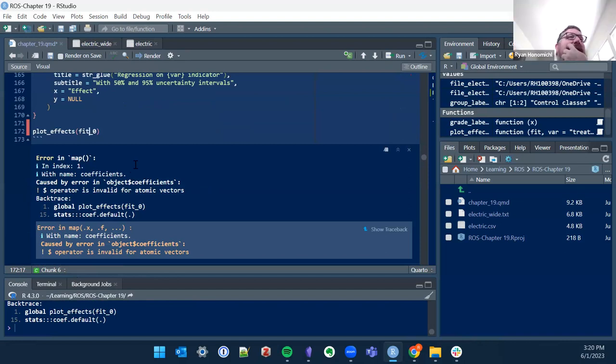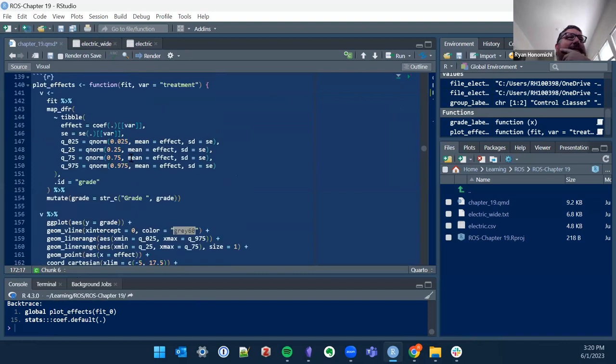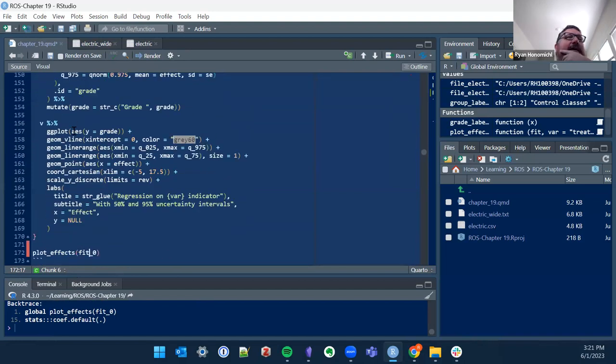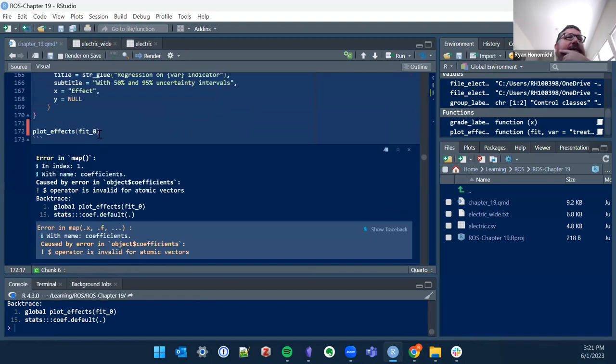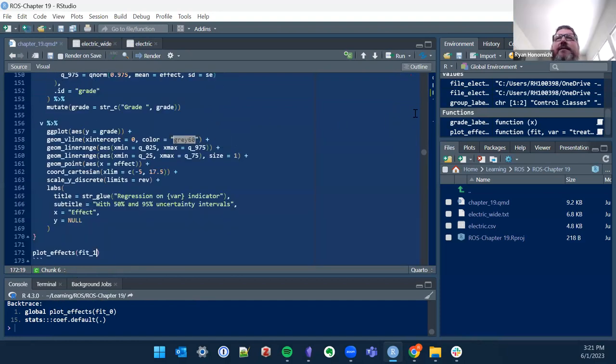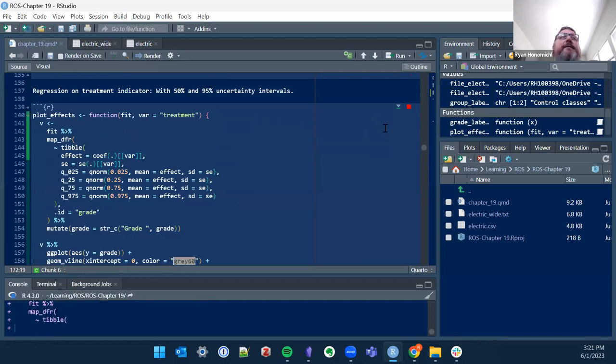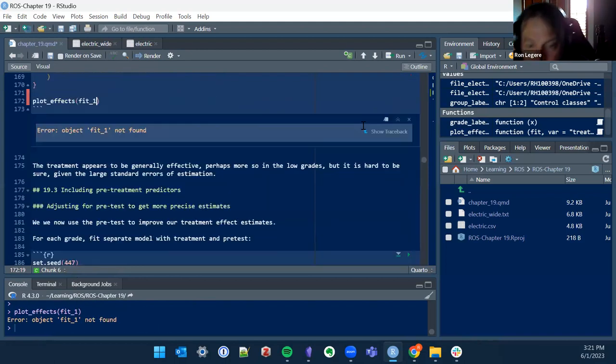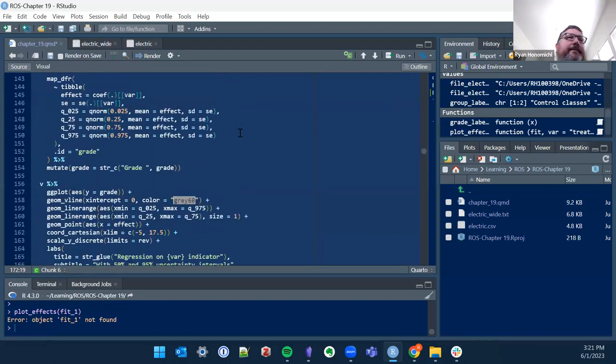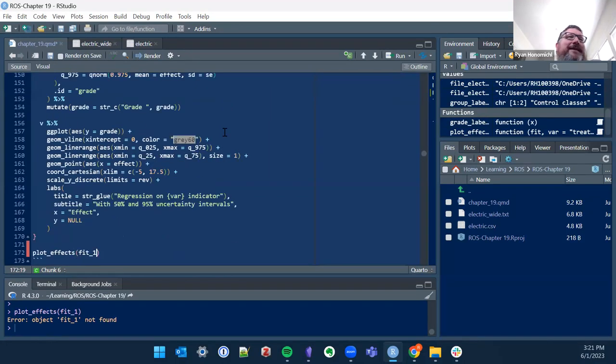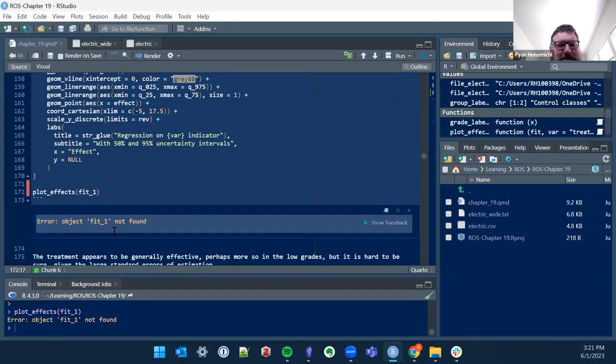Okay, yeah, I think I realize what it is. Obviously, we can't do this with the unadjusted, the unstratified one. Yeah, it's expected. Sorry, I was totally spaced out there. Okay, so we'll come back to this. Fits one, maybe your fits. Yes, now it's fits, of course.